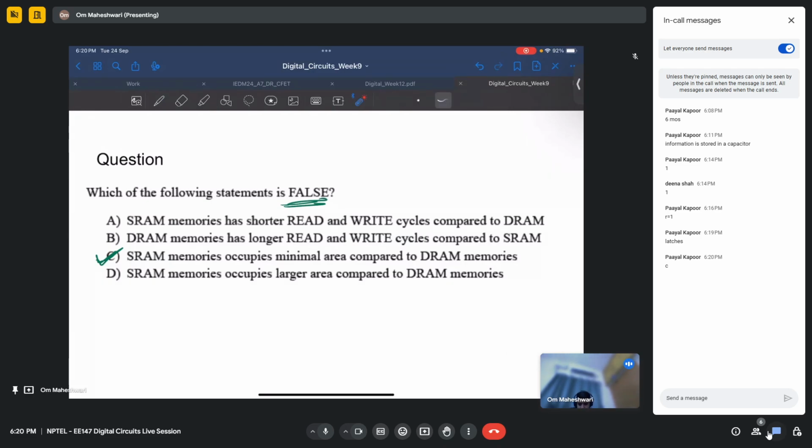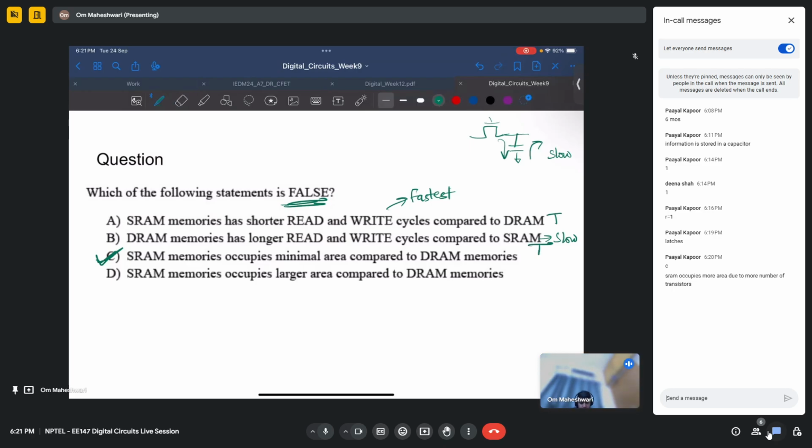If you see the statements again, SRAM memories have shorter read and write cycles. So this is true. SRAM is actually fastest, and DRAM is slow. DRAM is slow because it has a transistor and a capacitor, and it is very time-consuming to charge and discharge this capacitor. So A is true and B is also true.